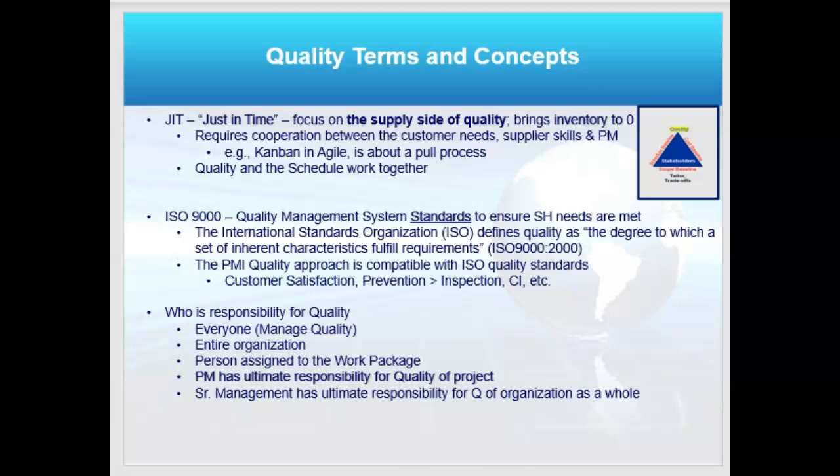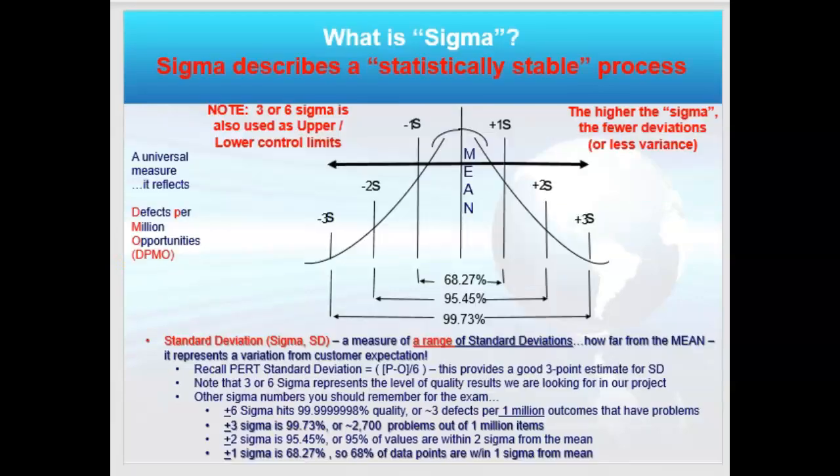ISO 9000 is a standard given to us, the International Standards Organization. ISO 9000 are your quality standards. And then this is a slide just about the sigma and what it means. And you do need to memorize these 4 for the exam. 6 sigma is 99% quality, 99.99 actually.